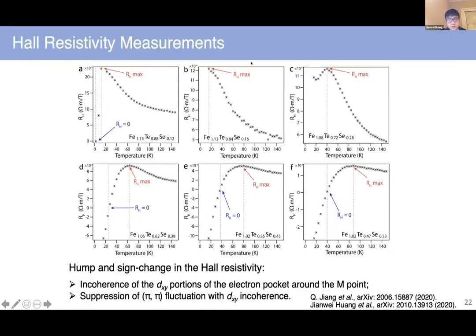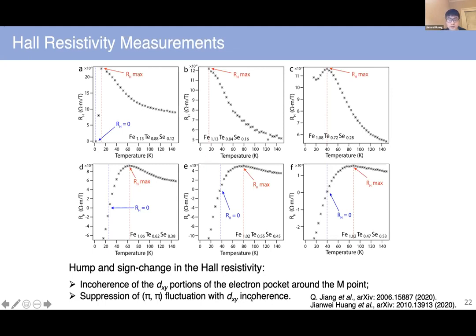And this is not the end. We have done this Hall resistivity measurement on this FTS series. And we find that a common feature is that the Hall resistivity as a function of temperature shows a hump and a sign change. So there are two interpretations of this behavior. One is that this hump and the sign change is caused by the incoherence of these dxy portions of the electron pockets around the endpoint. The second interpretation is that it's the suppression of these pi fluctuations with this dxy incoherence.